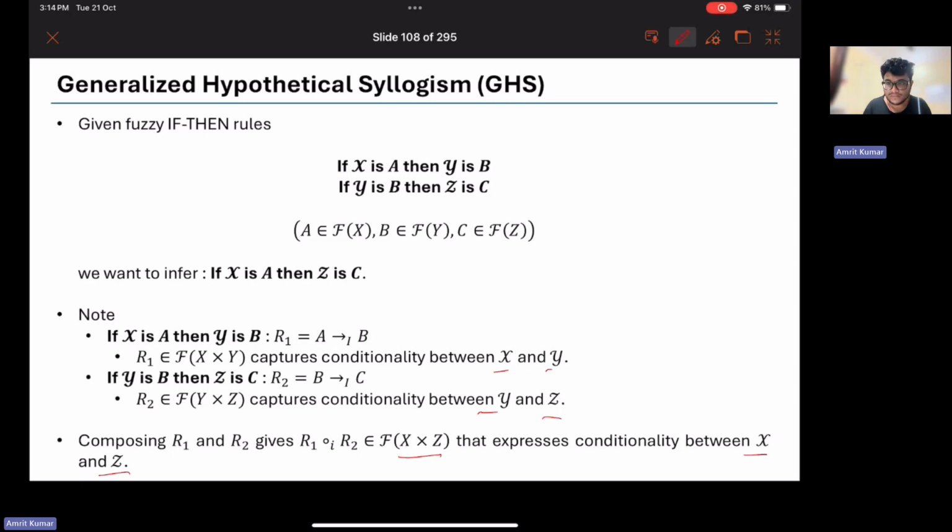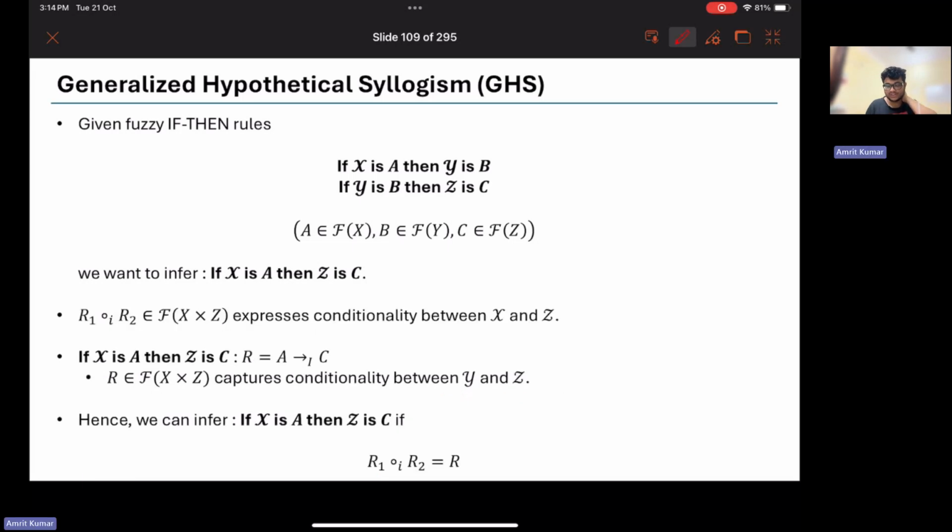So if you perform the max-min composition for some T-norm I, you will end up getting the conditionality between variable X and variable Z. But what we want to infer is this: if X is A, then Z is C. This is what we're interested in inferring. Now, this fuzzy rule expresses a conditionality between variable X and variable Z, and that conditionality is expressed by some fuzzy relation from X to Z. Let us call it fuzzy relation R.